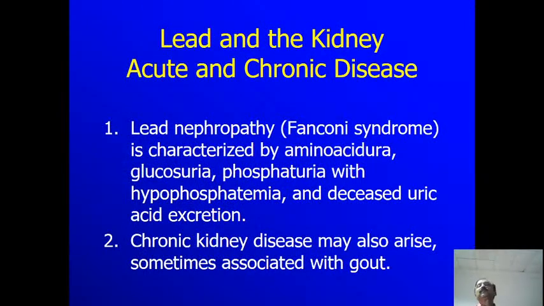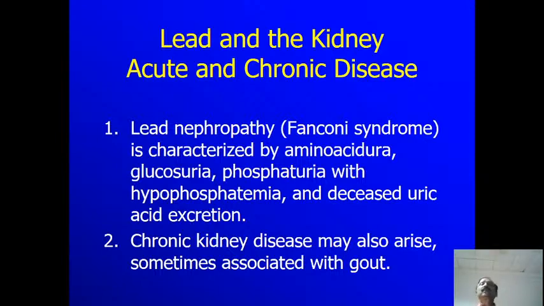Now we talked about the central nervous system. Let's go to the other problems. Kidney and the lead nephropathy, which is known as Fanconi syndrome, is characterized by aminoaciduria, glycosuria, phosphaturia, hypophosphatemia, and decreased uric acid excretion. So basically, what we are looking at in Fanconi syndrome is that lead as well as uric acid are both creating problems.